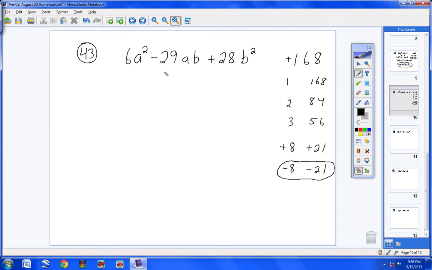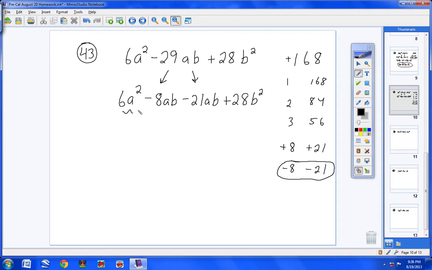Now watch this carefully. Where the negative 29AB is, I'm going to write negative 8. Notice I put AB because this middle term is an AB term. So I put negative 8AB and negative 21AB. And then bring down your last term, 28B squared, excuse me, and then bring down your 6A squared. And now we're ready to roll.